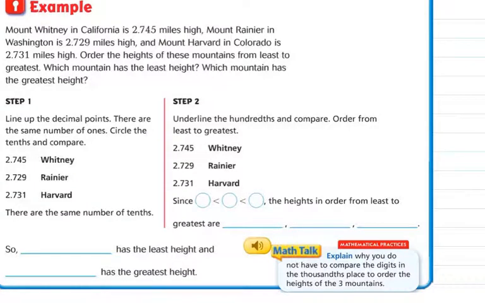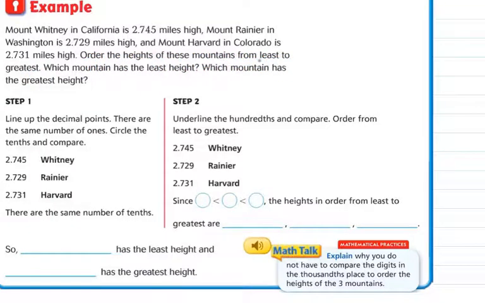So boys and girls, we're going to go on to another example. And we're also going to be talking about mountains in this example. So it says Mount Whitney in California is 2 and 745 thousandths miles high. Mount Rainier in Washington is 2 and 729 thousandths miles high. And Mount Harvard in Colorado is 2 and 731 thousandths mile high. What we're going to do is we're going to order these heights of the mountain from least to greatest.